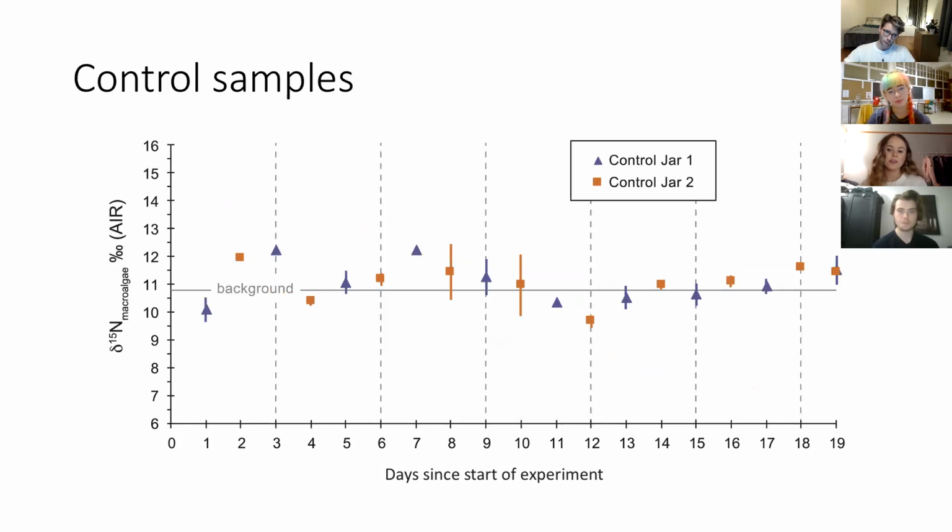And so these are just our control samples. Obviously you've got to do a control. These didn't have any of the ammonium sulfate solutions in, these were just the artificial seawater. So in theory, there shouldn't really be any nitrogen in here. So what you'd expect is for it to just stay at this background level, which it pretty much does. It's within 2 per mil of the background macroalgae delta 15N, but we do see a slight cyclicity between these 3-day periods.